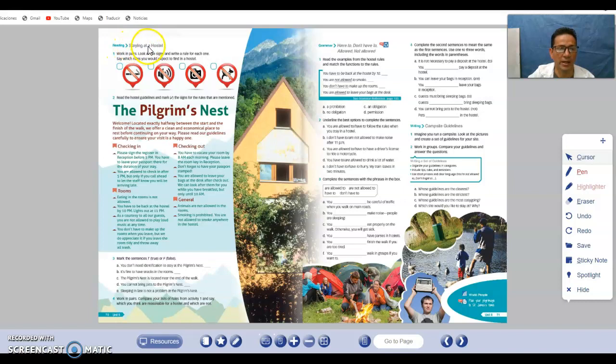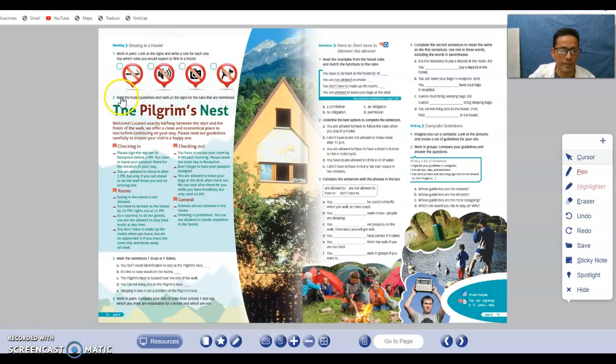Reading, stay at hostel. Work in pairs, look at the signs and write a rule for each one and say which rule you would expect to find in a hostel. Okay? So what is this? Don't smoke. What is this? Don't use radio, for example. Okay? What is this? Uh, don't use camera. Don't be with animals or dogs, pets.